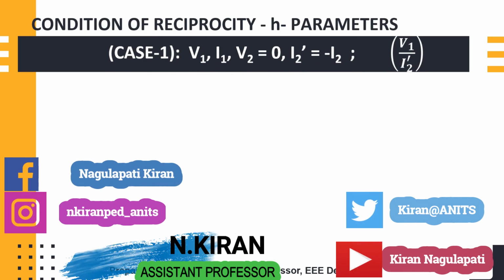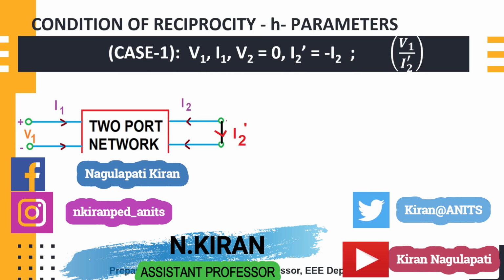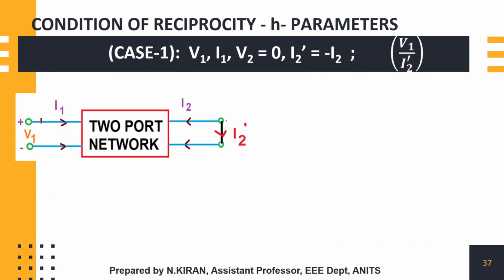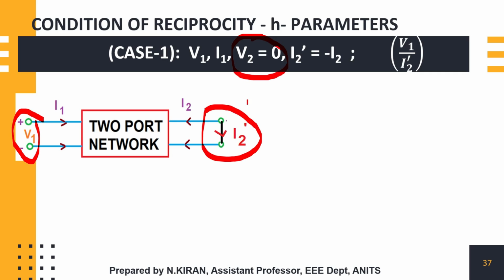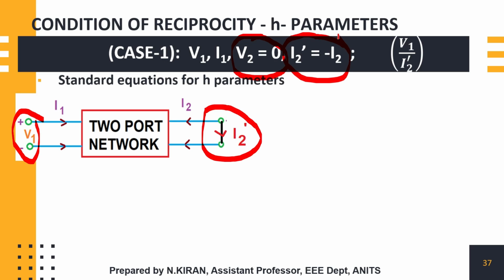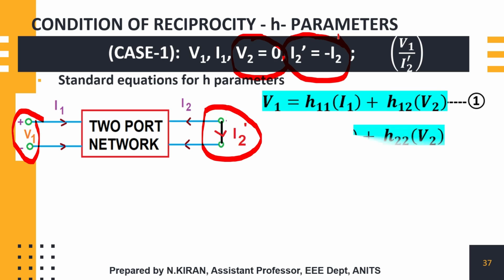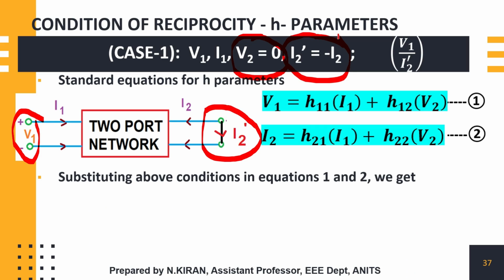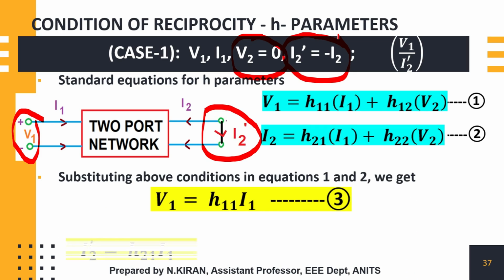So next is H parameters. Here also I consider excitation in the input port and response in the output port. Since I am short circuiting the output port, V2 is equal to 0 and I2 will be minus I2 dash. The standard equations for H parameters I'll assume to be equations 1 and 2, substituting the above conditions in both the equations. The first equation becomes V1 is equal to H11 I1. The second equation becomes minus I2 dash is equal to H21 I1.